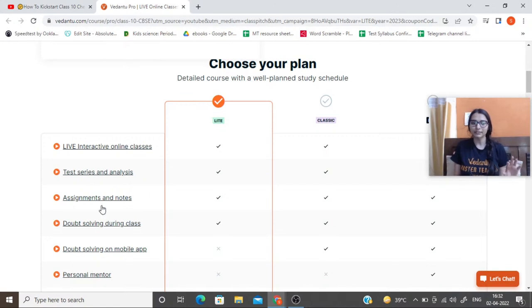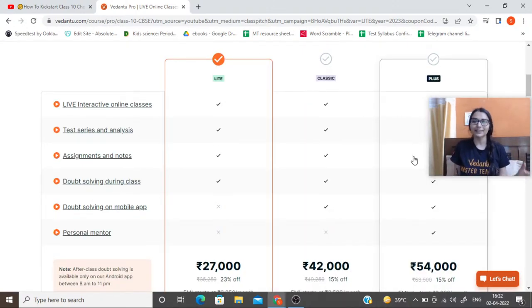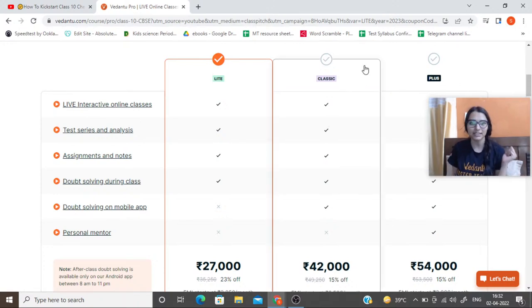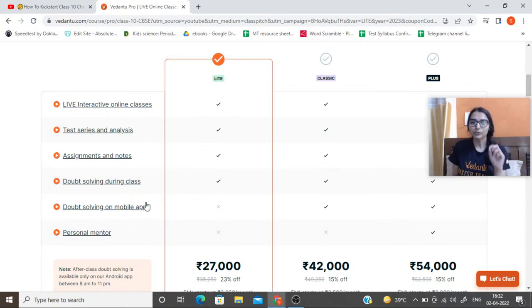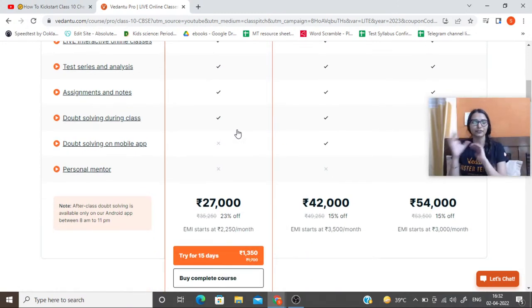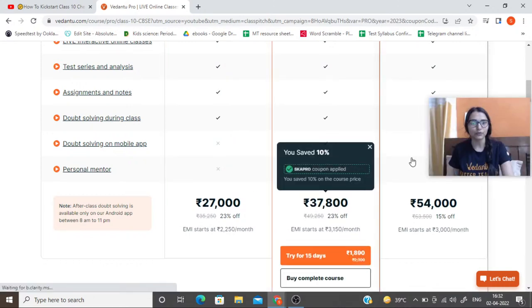Analysis of the test series lets you know the points where you are lagging behind. Assignments and notes are given to you after every session, and then doubt solving during the live sessions. Just like right now, you had a class teacher with you in the session. In our regular classes of Vedantu, we have lots of teachers to help with live class doubt solving. Then there is also a mobile application which you get in the classic subscription, and a personal mentor which you get in Plus. So there's obviously a difference in the pricing. And why is that? Because you are getting an additional discount feature there.